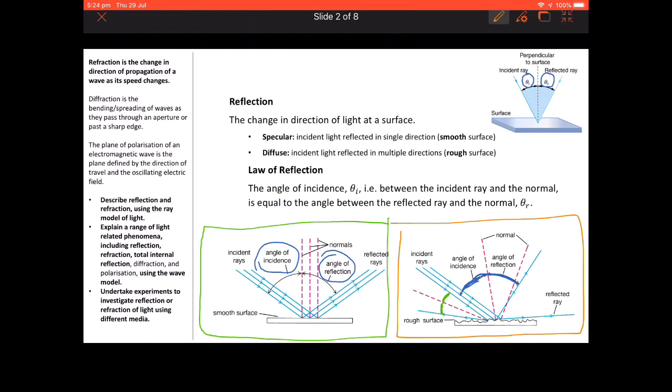For the top ray, the angle of incidence is quite large. It goes all the way from the top ray to the normal, and then the angle of reflection goes from the normal all the way down to the corresponding reflected ray. So the angle of incidence always matches the angle of reflection, but if the surface is rough, the normal for each point along the surface is going to be different.